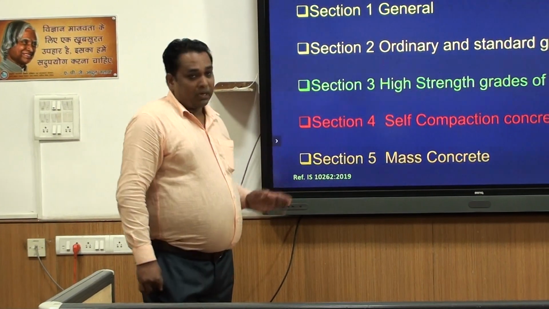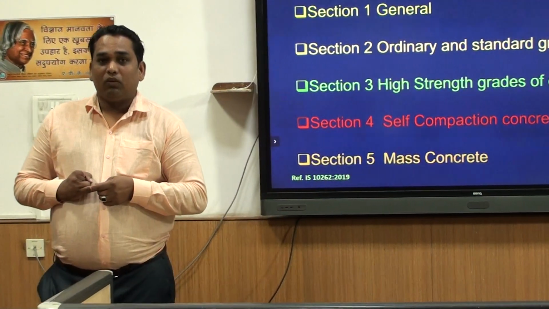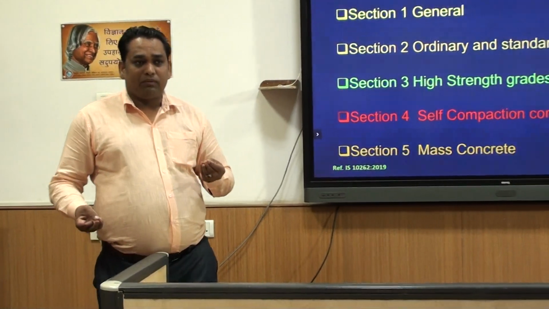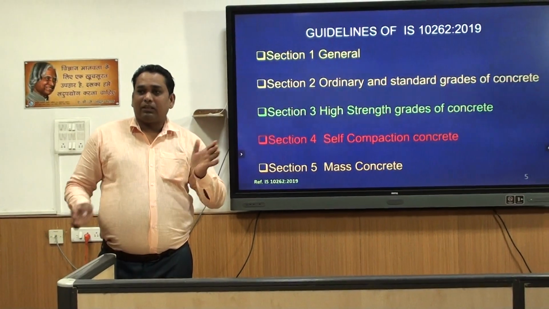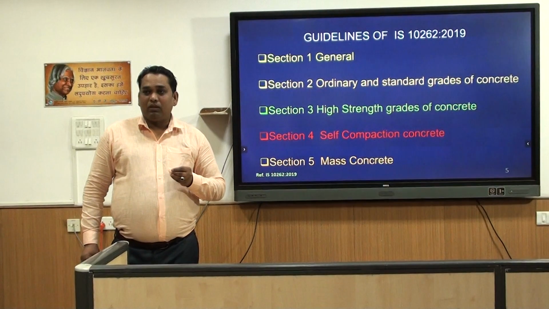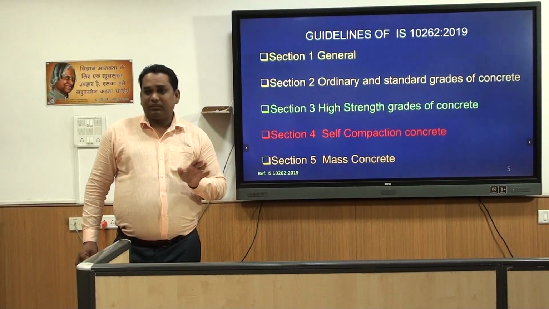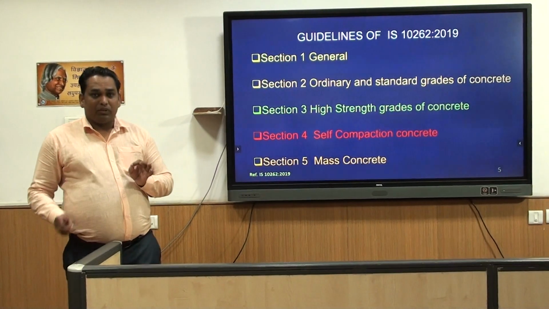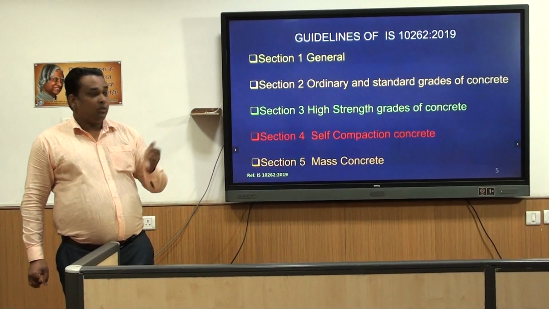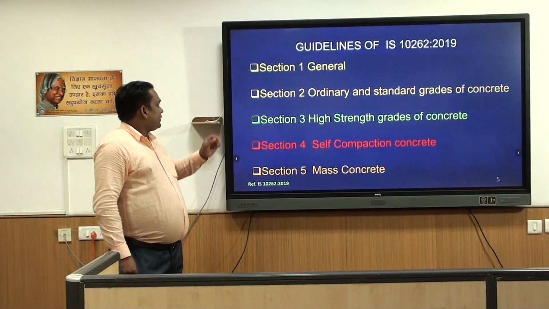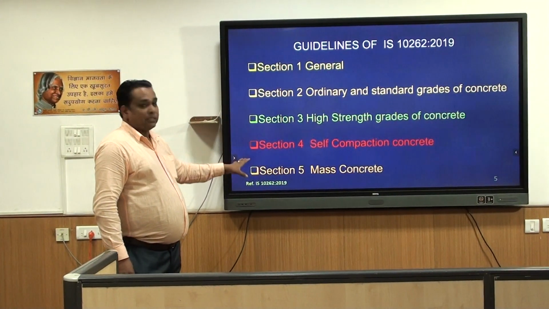So what is new in this code? We should all know that, because in civil engineering, whatever we do is as per the code guidelines. Approximately more than 2000 codes are available in civil engineering, and for each particular work we use a particular code in particular situations. So in this code we have 5 sections.